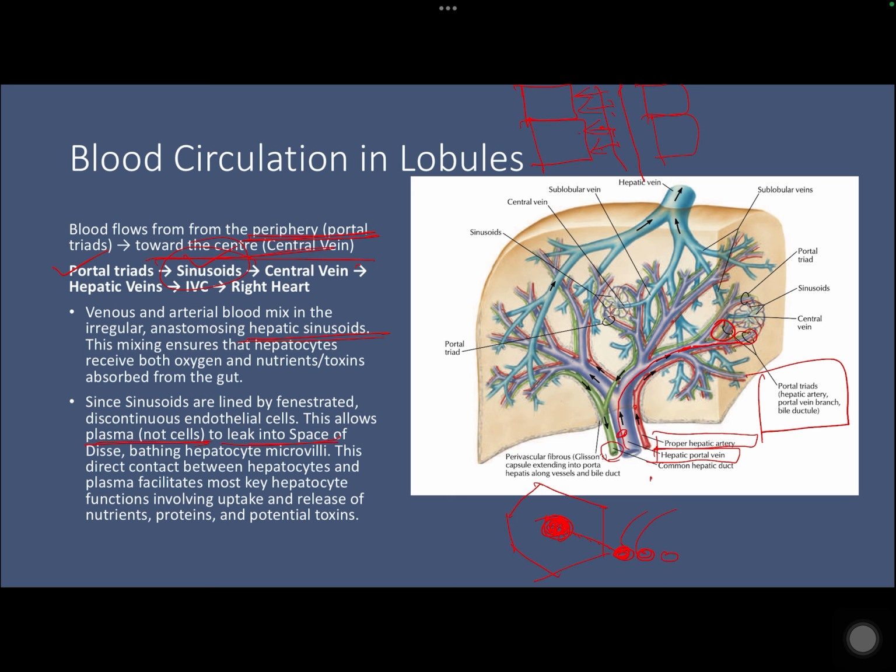That is very important. The function of the hepatocyte is performed in this space. This is the area where the plasma leaks out into the space of Disse, and then the hepatocytes do their function. They take up toxins from this plasma, or they release or take up nutrients and proteins from it. This is where the liver performs its function.